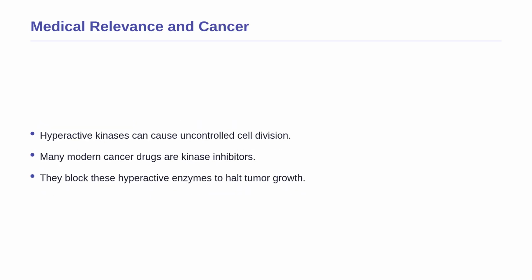This delicate balance is so critical that when it breaks down, the consequences for the body are severe. In fact, hyperactive kinases can tell cells to divide uncontrollably, which is a primary hallmark of cancer. Because of this, many modern medical miracles, including highly advanced cancer drugs, are actually kinase inhibitors. These drugs are specifically designed to block those hyperactive kinases, stop the runaway signaling cascade, and restore order to the cell, proving just how vital this tug of war is to human health.